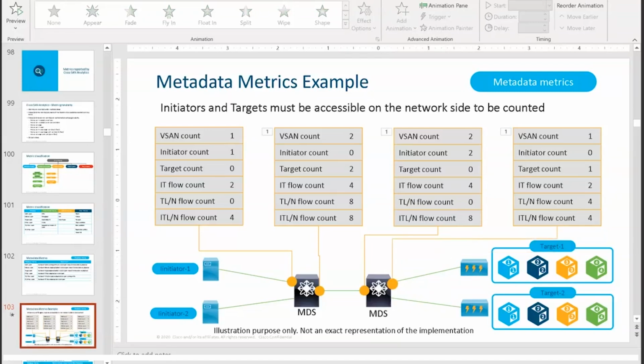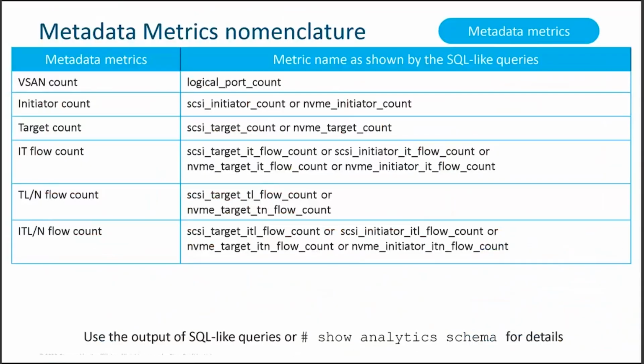Okay, so this is the metadata metric. This is one category of metrics that we have. And by the way, vsend count is a generic term. We don't have a vsend count metric when you execute the show command. We have a logical port count metric, right? Similarly, the initiator count, you see that the SCSI initiator count or NVMe initiator count is the real metric name. So there's a mapping for it, right? And you can see the table. The details are available as part of that show command, show analytics schema.